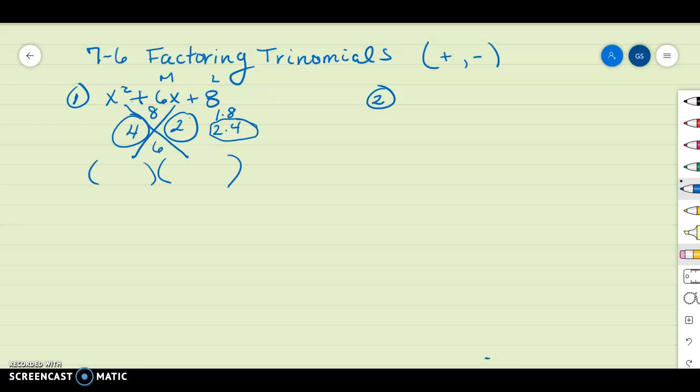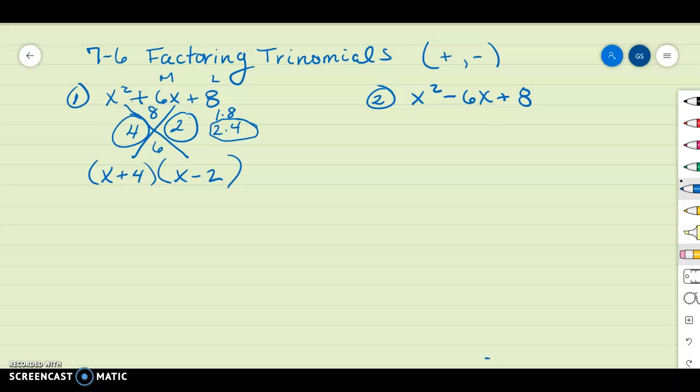We're going to use a double bubble. I haven't used that term yet, and I'm not sure why, but I call the two parentheses double bubble. Kids seem to remember it then. So you get x plus 4, x plus 2. The next type we did was when the middle term was negative, so x squared minus 6x, but the last term is positive.